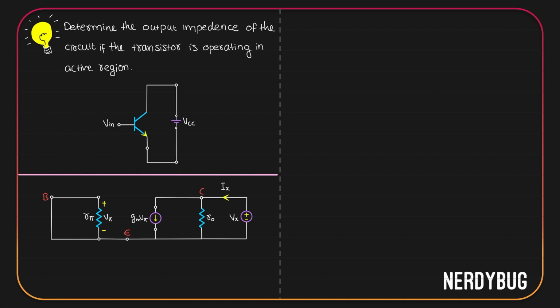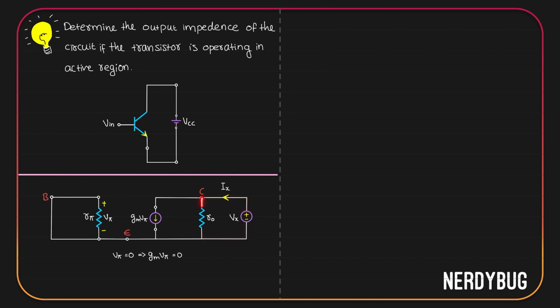The first thing I can see is this. R pi is shorted. Whatever potential it has over here is exactly what it has over here. So V pi is going to be 0. If V pi is 0, Gm V pi also becomes 0. So technically, no current is flowing in this direction. That means all of Ix will flow through R0. According to R0, it has a potential Vx across it.